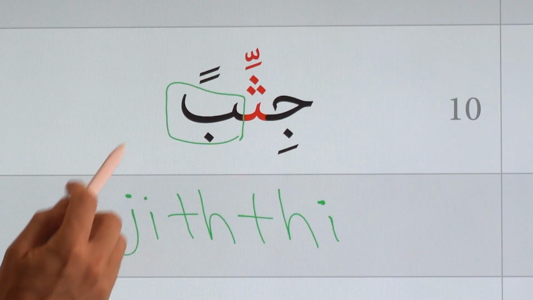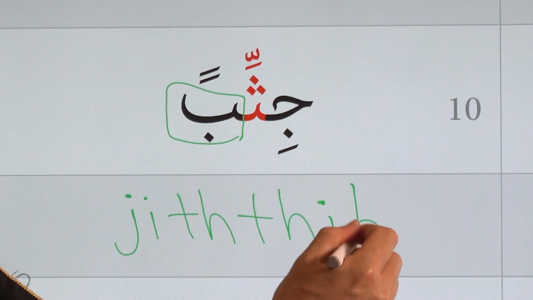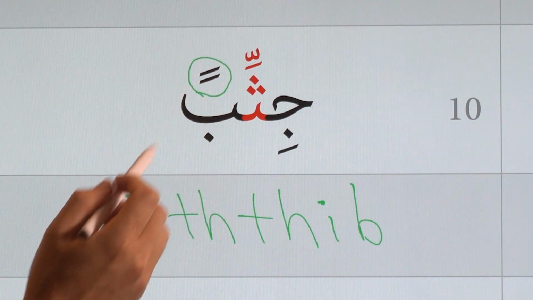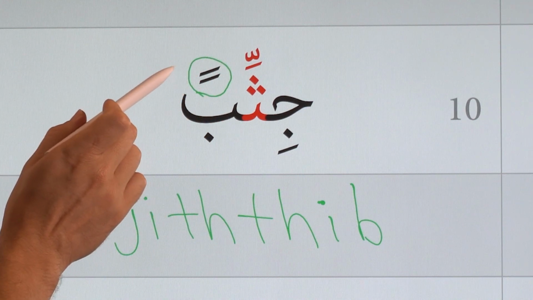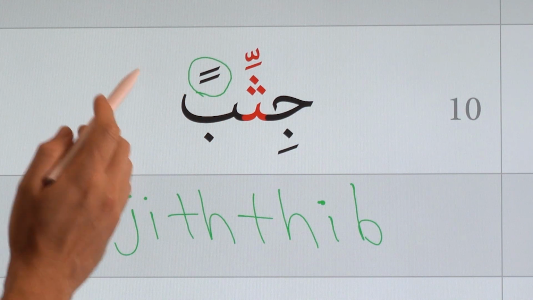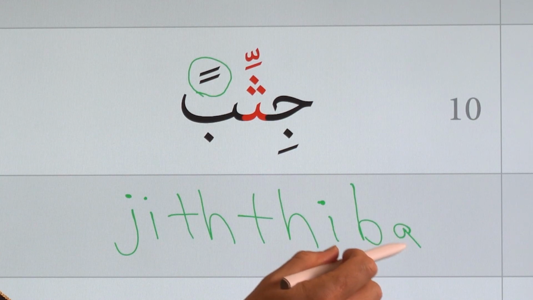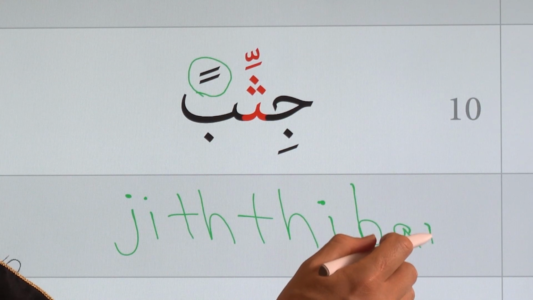A U shape with a dot underneath is the letter ba. So we'll write a B for the ba. And next we identify the harakah. And here we find two fathas, which is tanween. So we write an A for the first fatha. And what do we write for the second fatha? We write the letter N.